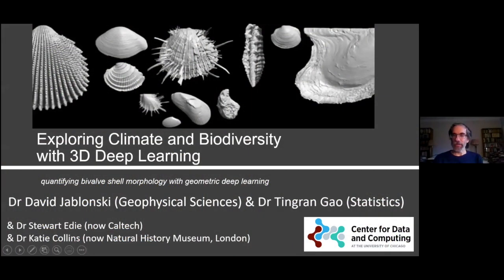Hi, everybody. I'm David Jablonski in the Department of Geophysical Sciences. I work on large-scale patterns of evolution in time and space, integrating living and fossil data to ask questions about how biodiversity has worked in the past, is working now, and may work in the future. I'll explain what some of these big questions are and touch on where machine learning comes in. And then I'll turn it over to my collaborator, Tingran Gao, who will go into that in more detail.